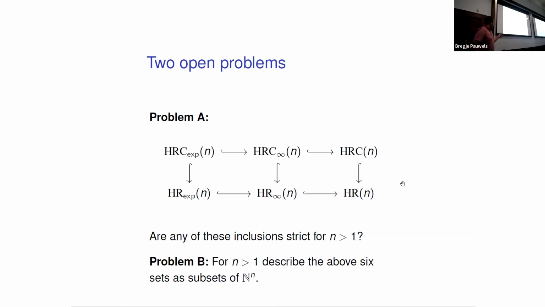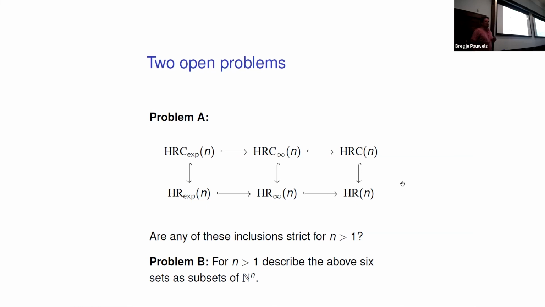So highly regular is HR of n. That's just you want one example of a highly regular graph of level n. HR infinity is you want infinitely many examples. HR exp is you want infinitely many which form an expanding family. And if I add a C, then I want all the things that I wanted before, and I want it to be connected as well. So that's the name of the game. So the question is, are any of these inclusions strict for n greater than 1? We don't know that. As an exercise, what happens for n equals 1, that's an exercise.